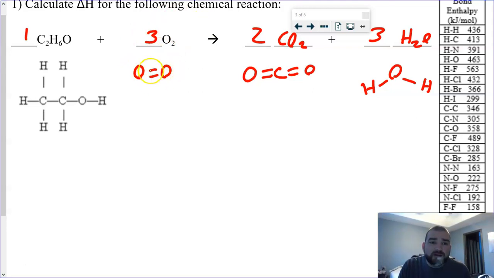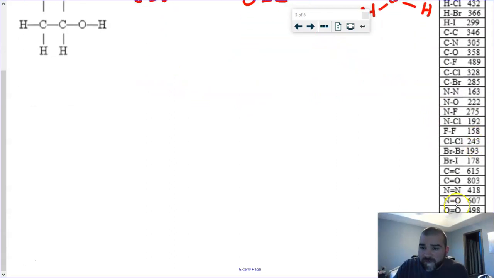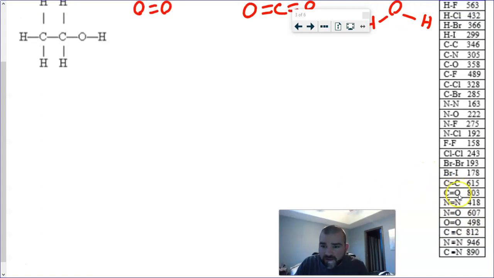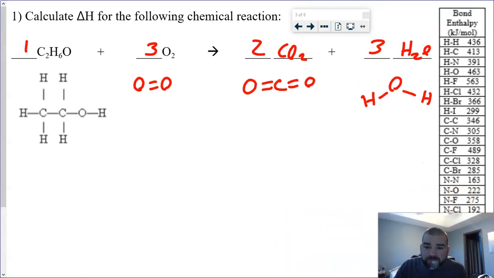If I go here, oxygen, O2, it's a double bond. Now, we count double bonds just once. I don't count each of those bonds individually. I go over to my chart, and if I scroll down, I can find O2. Hopefully you can see it. I can find a double bonded oxygen right down here, and it has its own separate value. So double bonds and triple bonds get counted once, and there's a value for that double or triple bond in the table.